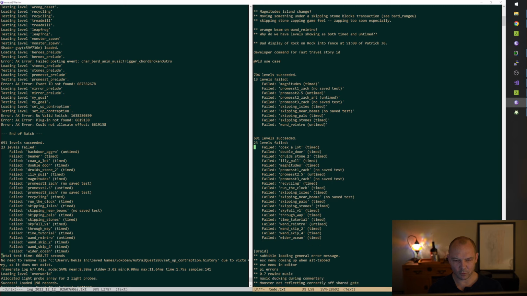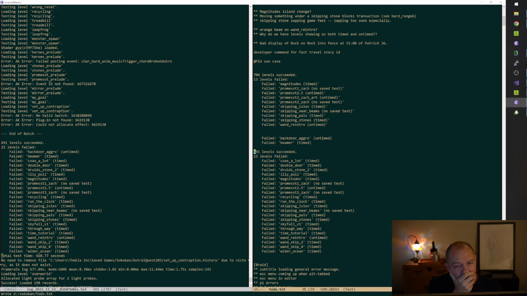Beamer and backdoor aggro are kind of bothering me. There's sort of an indicator that there's some kind of problem. Okay, still in the undo system that we have to figure out. Or not in the undo system, in the replay system. All right, double door. Okay. Okay, I don't remember this one very well. Let's fix the dude's color.